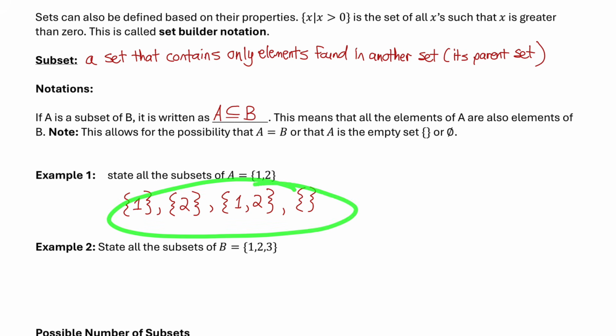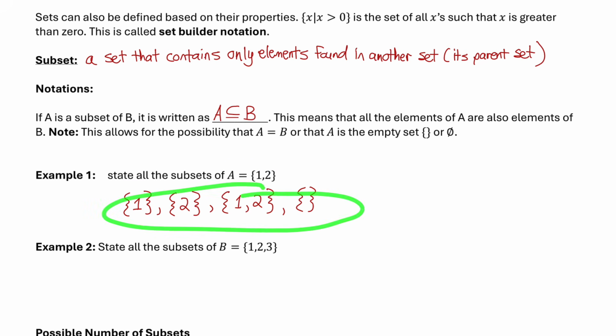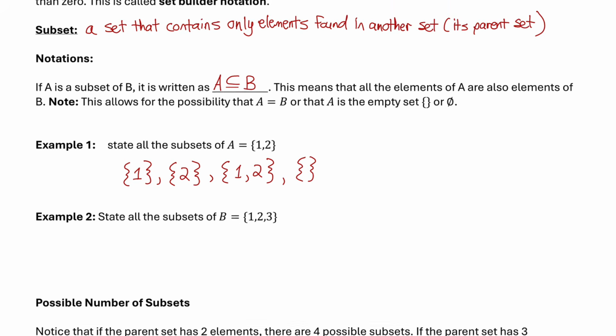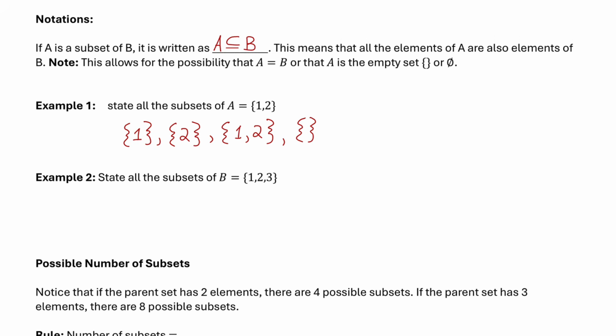In all 4 of these sets, there are no elements that are not also within A, which is why these are all considered subsets of A. Now let's try the next one, example 2, where we state all the different possible subsets of B. And B involves 3 numbers, the numbers 1, 2, and 3.